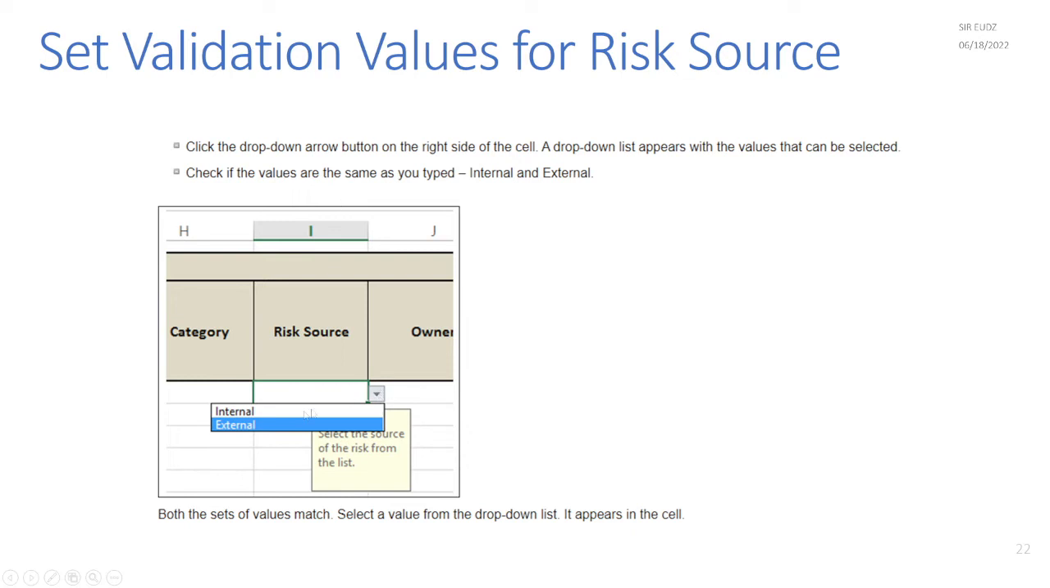A drop down list appears with the values that can be selected. So we have internal and external. Check if the values are the same as you type. So yes, both the sets of values match. Select a value from the drop down list. It appears in the cell.